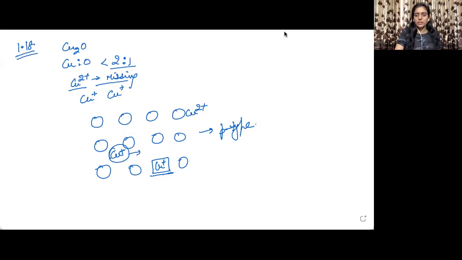Question number 19. Let's see what is the statement for it. Ferric oxide crystallizes in a hexagonal close-packed array of oxide ions, with 2 out of every 3 octahedral holes occupied by ferric ions. Derive the formula of ferric oxide. We need to derive the formula of ferric oxide.